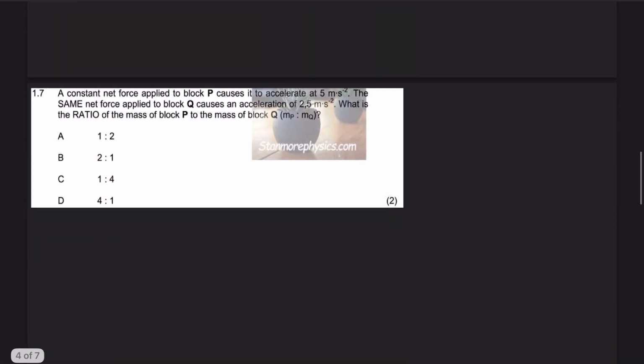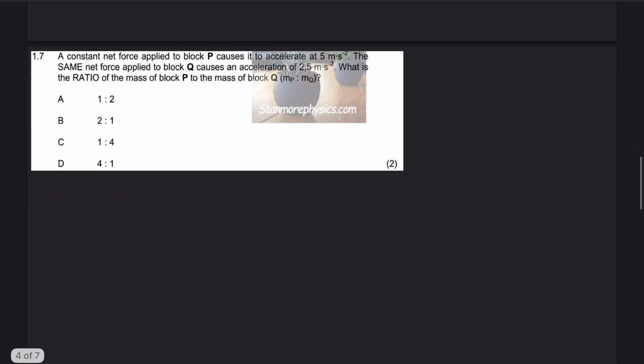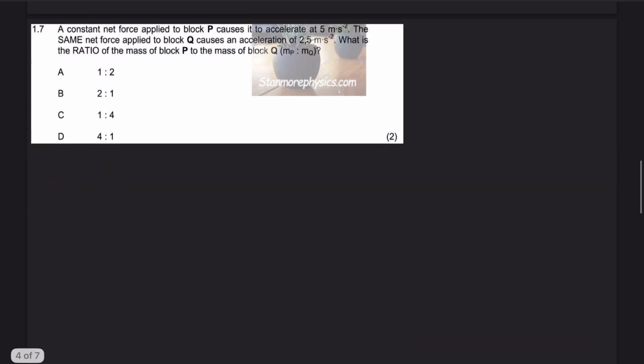Okay, let's move on now. We are moving on to the physics part. Question 1.7, a constant net force applied to block P causes it to accelerate at 5 meters per second. The same net force applied to block Q causes an acceleration of 2.5 meters per second. What is the ratio of the masses?